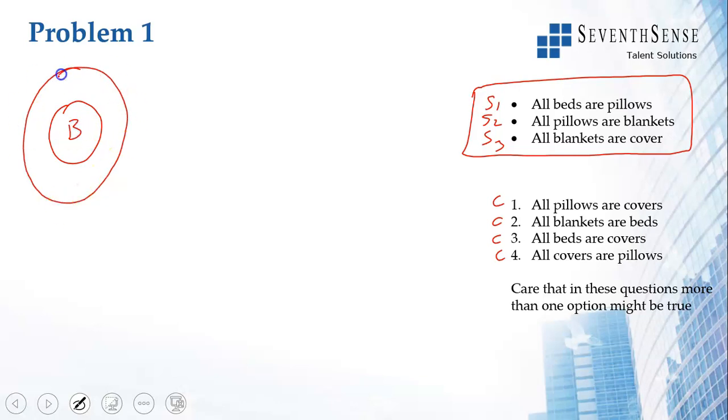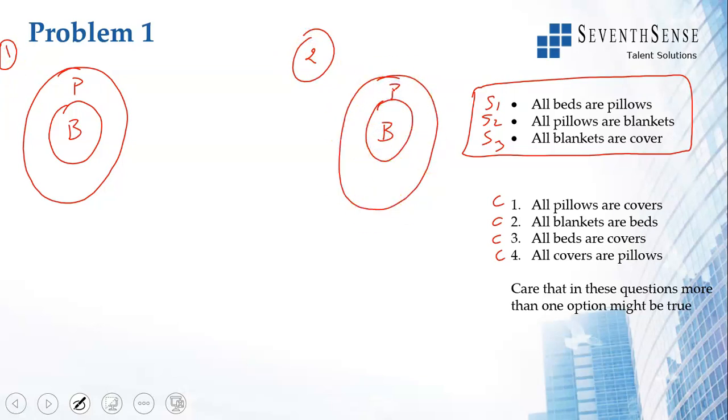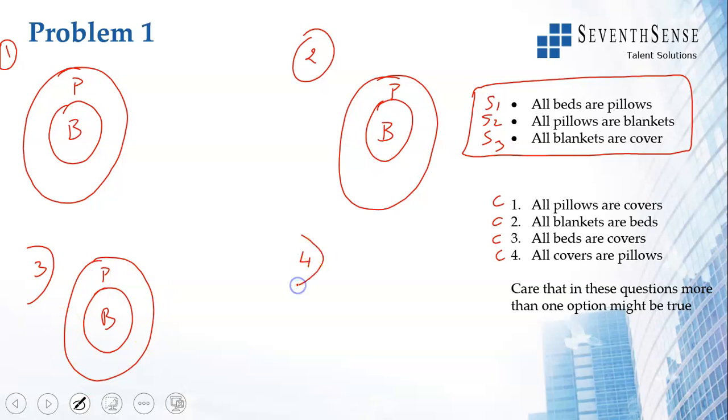All beds are pillows. This is diagram 1. Even in diagram 2, I'll start off that way. All beds are pillows. Diagram 3. Generally the habit that I follow is I try to draw 4 diagrams. Some places you can't draw more than one, some places you can draw 2, some places you can draw 3. You try to read the statements and draw all potential drawings.